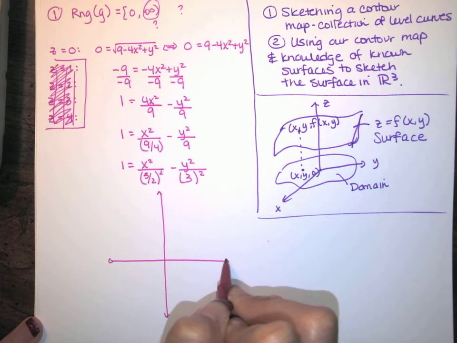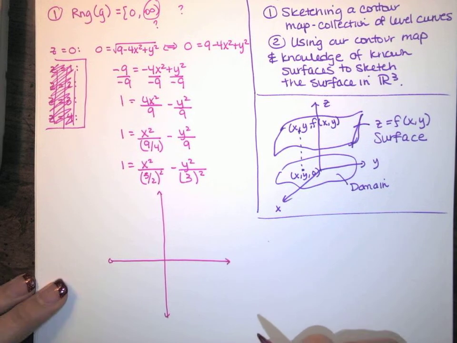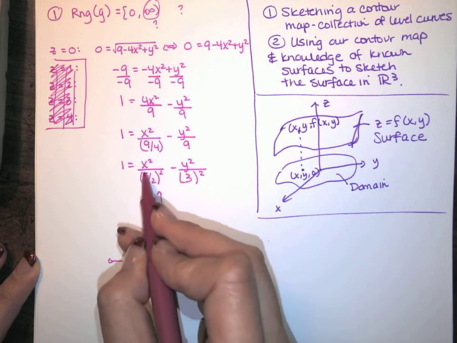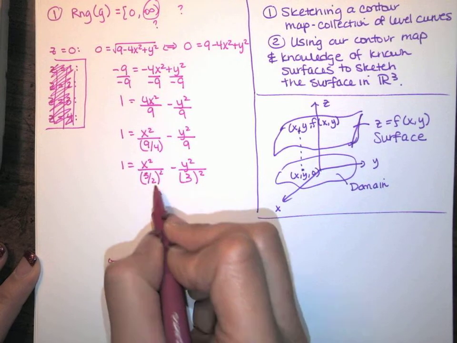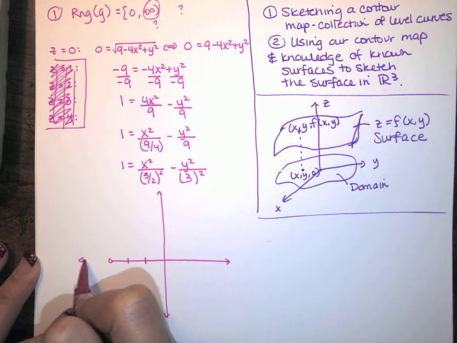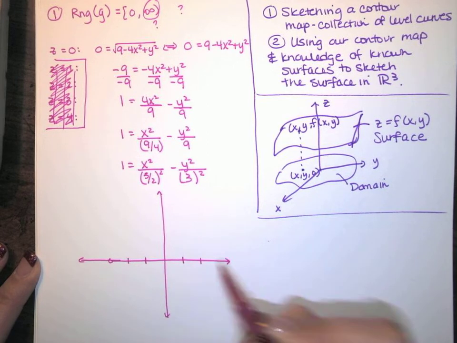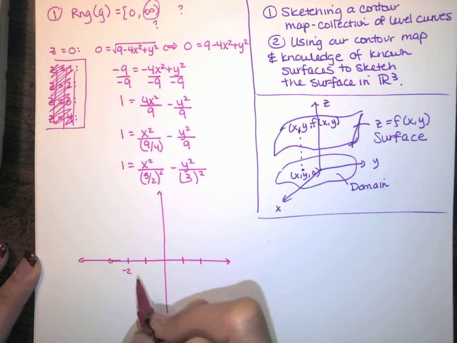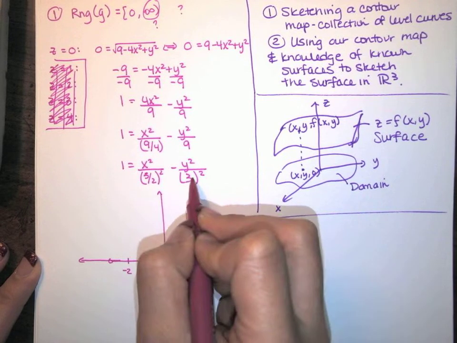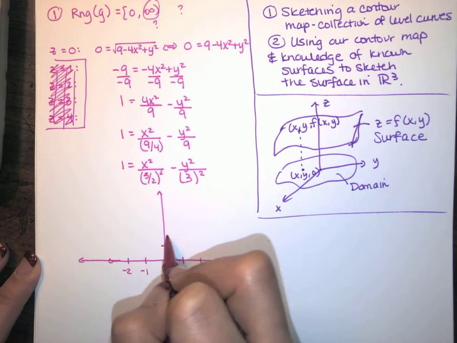And this is when z equals 0. This is what we get. Now remember how this works. If it's centered at the origin, you're going to go plus and minus this many units in the x direction. So that's 1.5. So there's -2, -1, 1, and 2. And then here we're going to go plus and minus 3 units in the y direction.